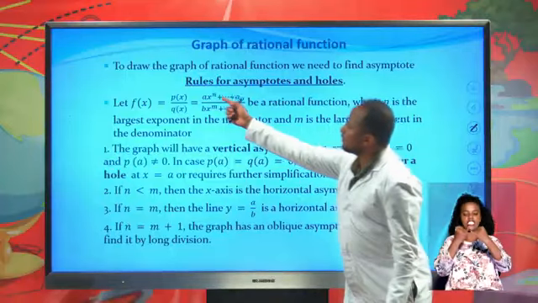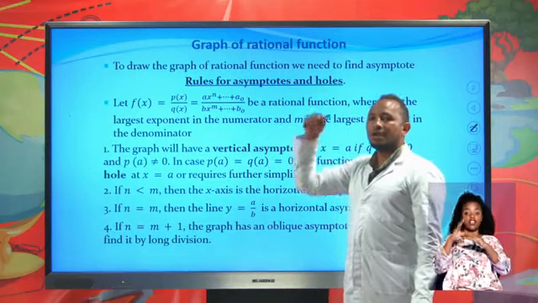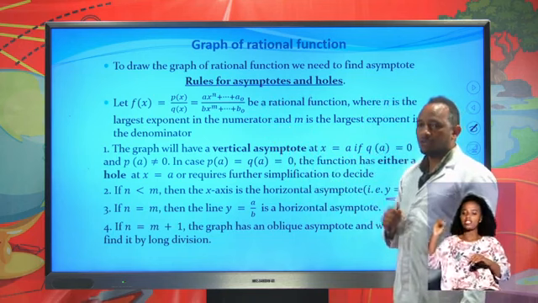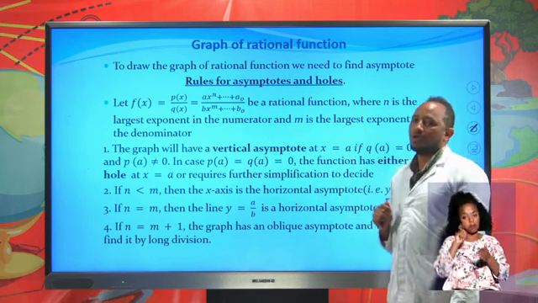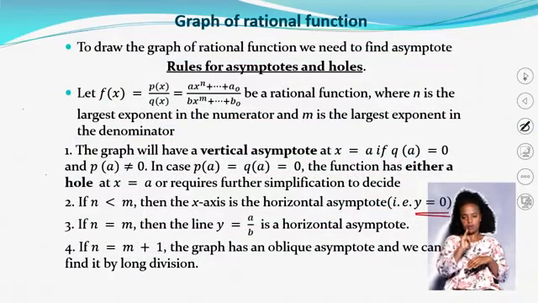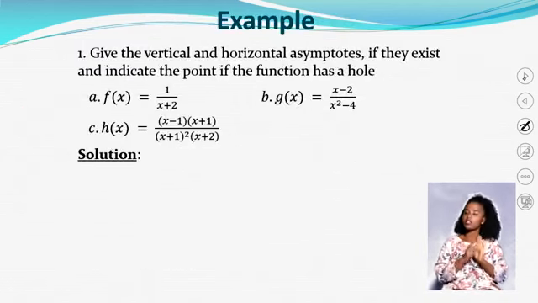If the degree of numerator is 1 higher than the denominator, in that case you will have an oblique asymptote, otherwise it will not have one. It must be 1 higher than the denominator. In that case you have an oblique asymptote. The oblique asymptote is obtained by using long division. So let's see an example for this.